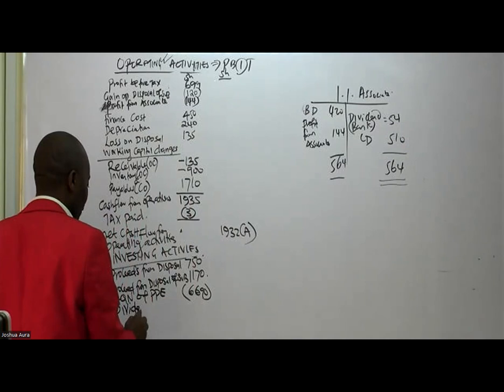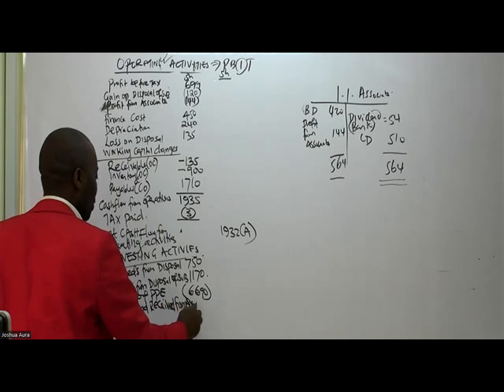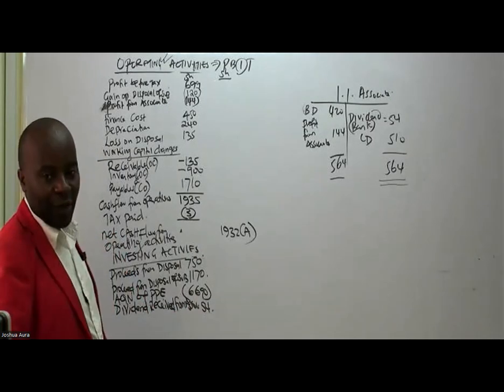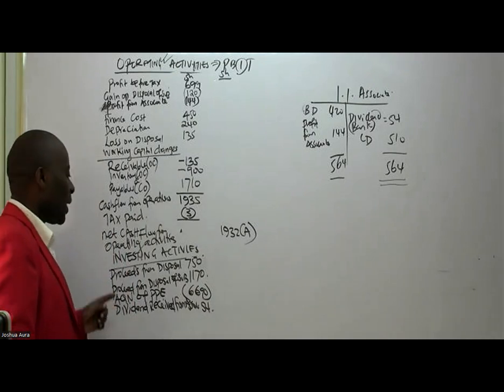received. Dividend received from associate of 54. It's positive. Now there is one thing that we need to do, a small adjustment. There is a small adjustment we must do.